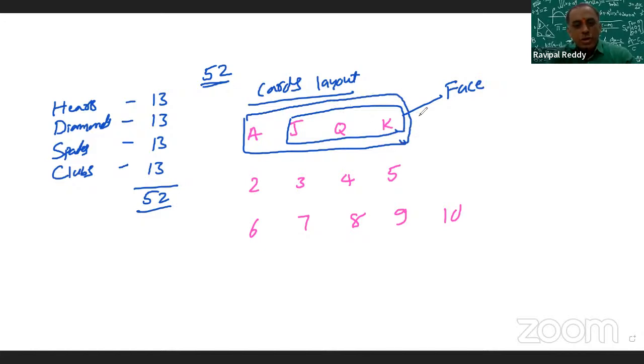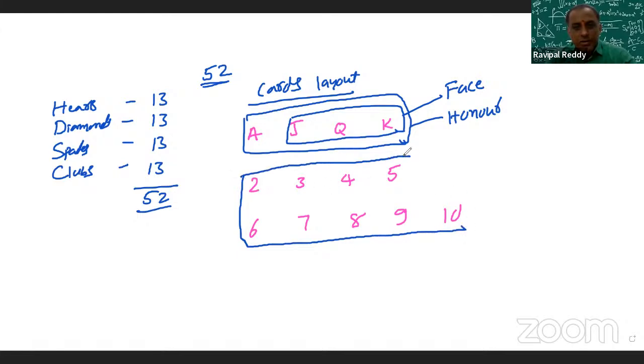These A, J, Q, K cards are known as honor cards. And 2 to 10, these cards are known as number cards or digit cards.